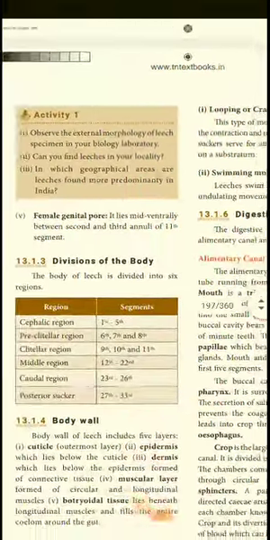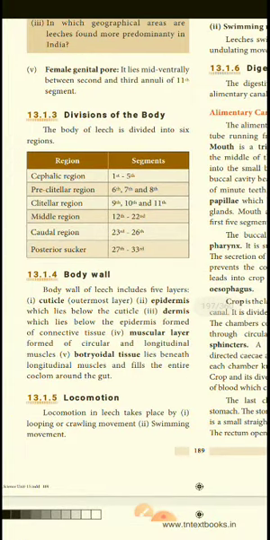This is the arrangement. Division of the body: cephalic, preclitellar, clitellar, middle region, caudal region and posterior sucker. Okay, so which segments are in which region? These regions are present in that.